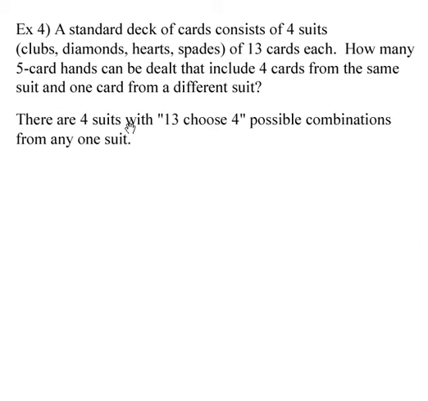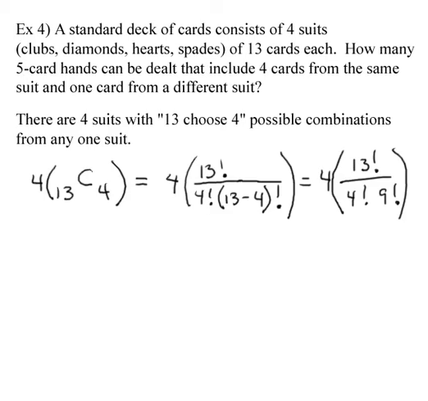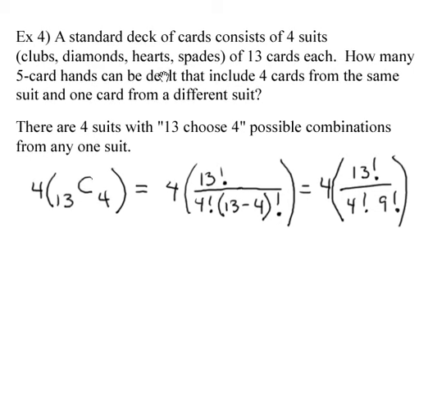So what that means is there are 4 suits with 13 cards we're going to have to choose 4 from. So we've got 13 choose 4 for any one suit, but since there's 4 suits, we're going to take that 13 choose 4 and multiply that result by 4. 13 choose 4 represents any one of the suits, but since we've got to represent all 4 of the suits, multiply that by 4. So our formula is 13 factorial divided by 4 factorial times 13 minus 4 factorial. And again, 13 minus 4 factorial simplifies to 9 factorial.